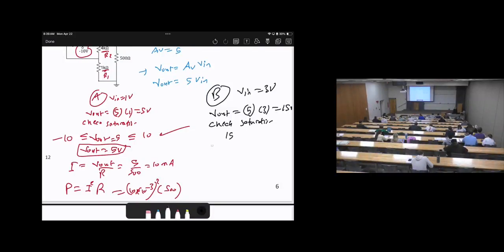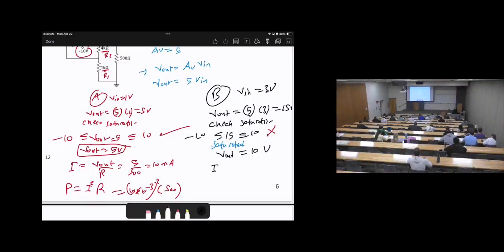Now, is 15 bounded between -10 to 10? No. So therefore, it is saturated. So the output will be what? How much? 10. You can imagine like I need $15 from you, but you got 10. So I will take 10 and saturate it. So that's Vout.